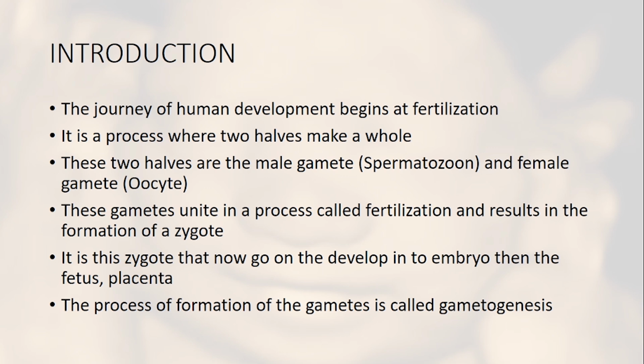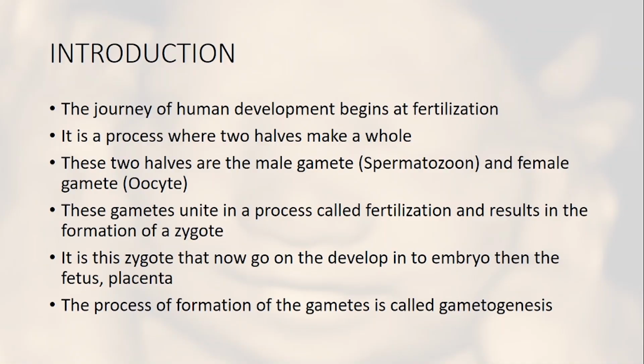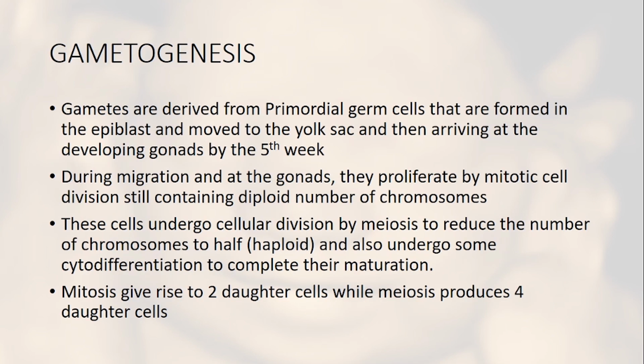The journey to human development begins with fertilization. That is where two halves come together to make a whole. These two halves are the male gamete, which is the spermatozoon, and the female gamete, which is the oocyte. These gametes unite in a process we call fertilization, resulting in the formation of a zygote. It is this zygote that now goes ahead to develop into the embryo, the fetus, and every other product of conception.